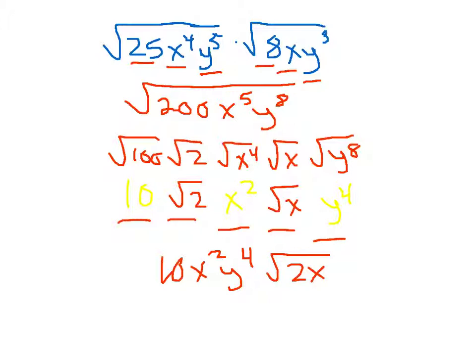This method is a lot quicker if you consolidate it into one, but then you need to remember that bringing it into one, it will still need to be simplified. Still find perfect squares that divide that.